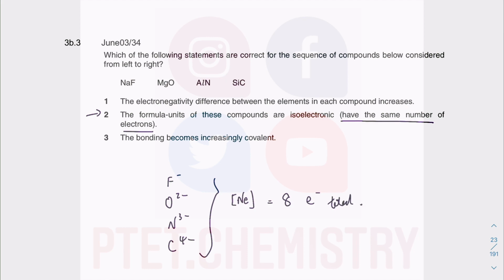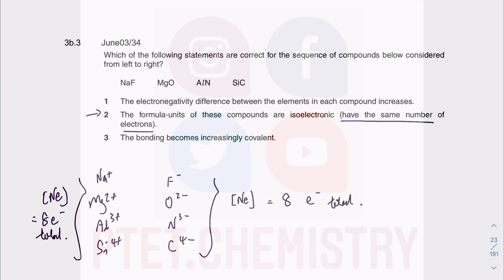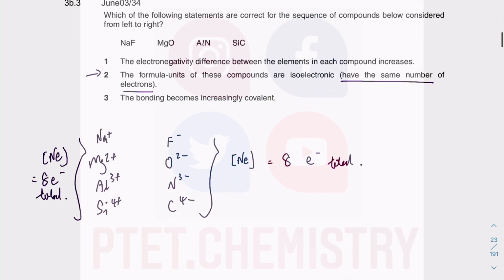And of course, all of these will have neon configuration, which is 8 electrons total. And then when you look at Na plus, Mg2 plus, Al3 plus, and Si4 plus, all of these would have neon configuration, which is also 8 electrons total. So basically, because all the cations and anions, you see the combination is going to be 8 plus 8, 8 plus 8, 8 plus 8, 8 plus 8. They all have neon configurations, therefore they are very certainly isoelectronic. Okay.